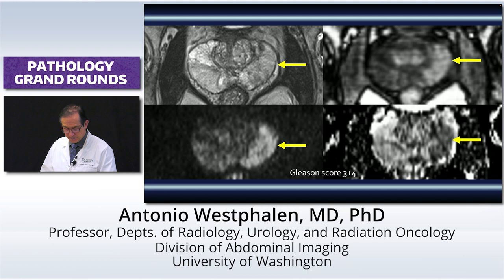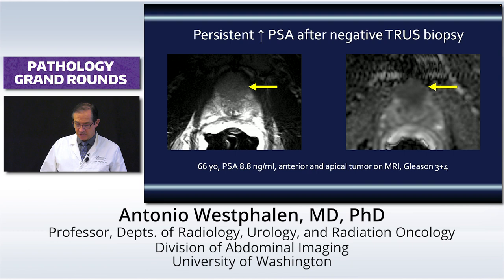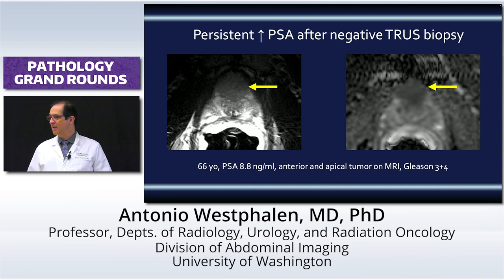Now, again, this is a similar example, just to highlight some of the things that we see. Anterior tumor, the apex. This is one of the accepted indications for MR by urologists. PSA continues to go up, the biopsy was negative, they get an MR, they will usually miss it at the apex, and they're going to usually see it when it's anterior.